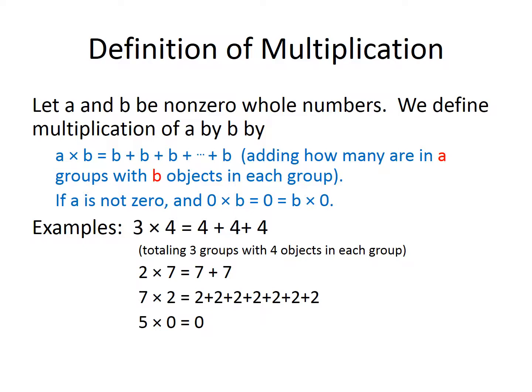Now 7 times 2 is a lot longer. We're going to take 2 plus 2 plus 2 plus 2 plus 2 plus 2 plus 2, a total of 7 2s, I hope. And lastly, multiplying by 0 by definition is always 0. You could think about taking no copies of 5, or 5 times 0 would be 5 copies of 0 and adding them up.